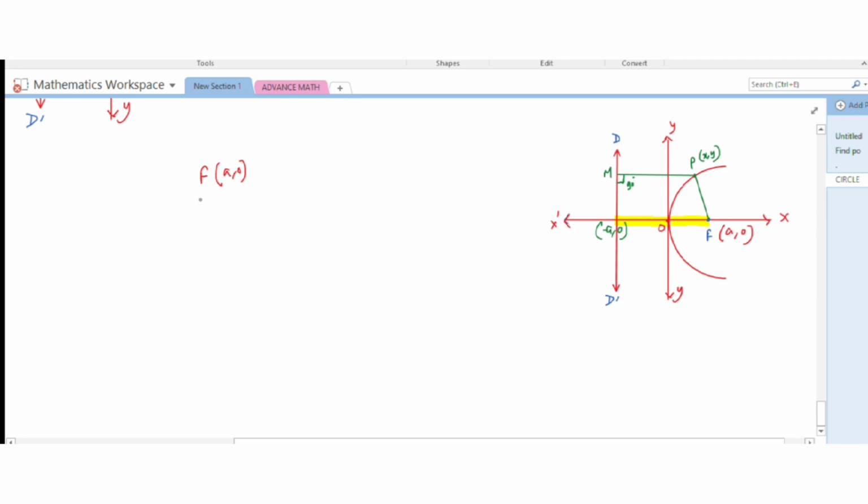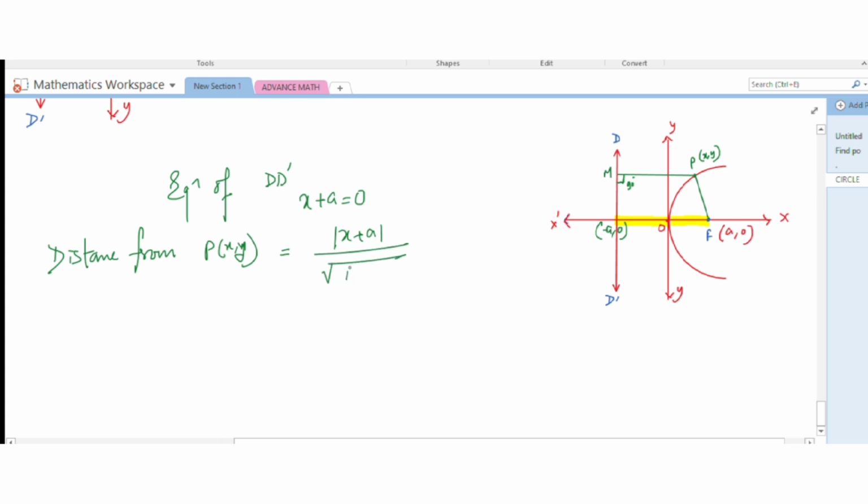So what will be the equation of this line D D dash? That is parallel to the y-axis. So parallel to the y-axis means the equation will be x plus a equals 0. Okay. Now the distance from P(x, y): one line and one point, the distance between one line and one point is defined by mod of x plus a divided by root under 1 square plus 0 square. So definitely x plus a, right? This is the formula of distance from the point and the line D D dash.